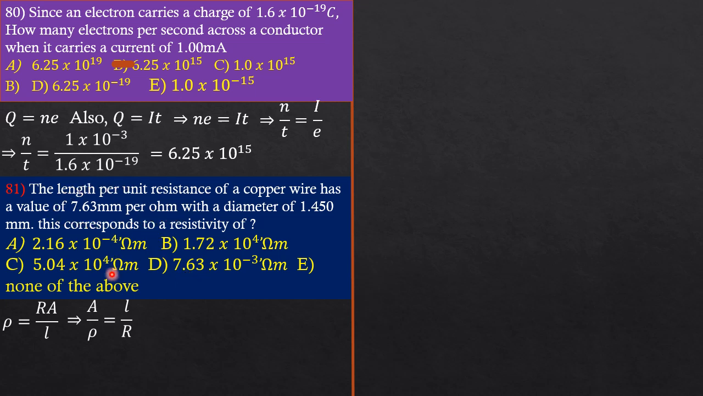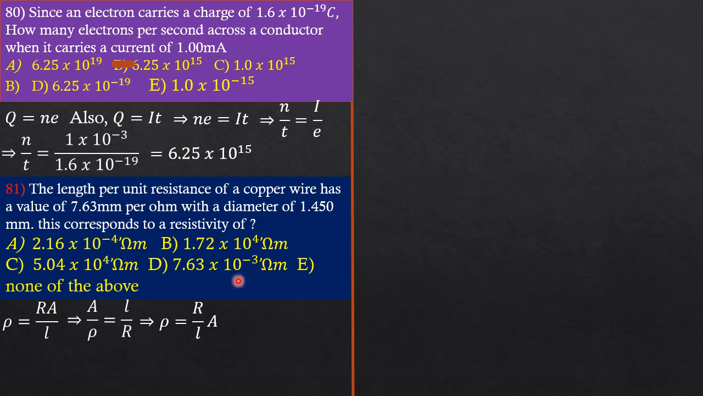Great. It therefore implies, guys, at this point now, we are going to make rho the subject by simply saying that rho is equal to R over L times A. Keep in mind that L over R, we know it was 7 point this, so it therefore means that R over L has to be 1 over this value.